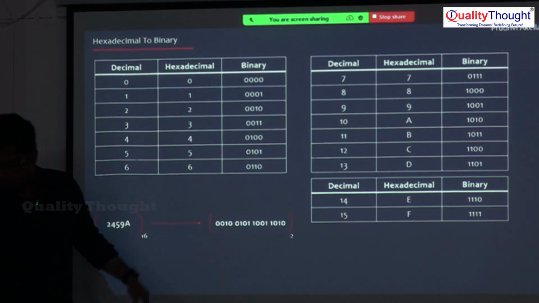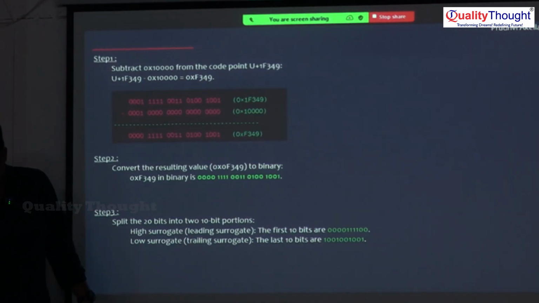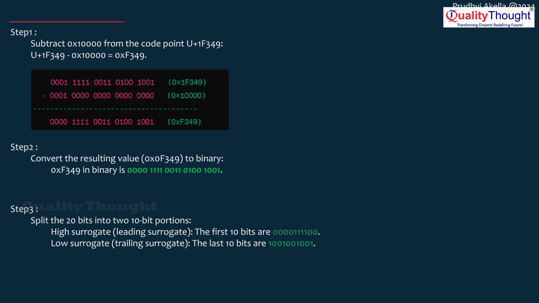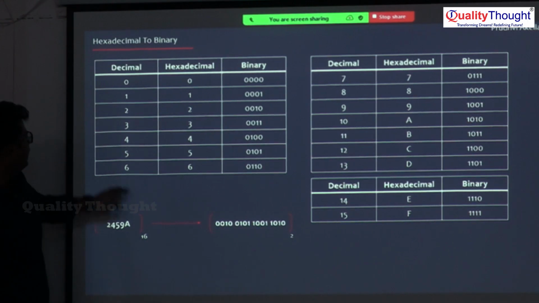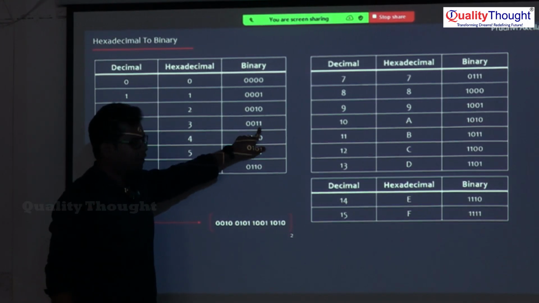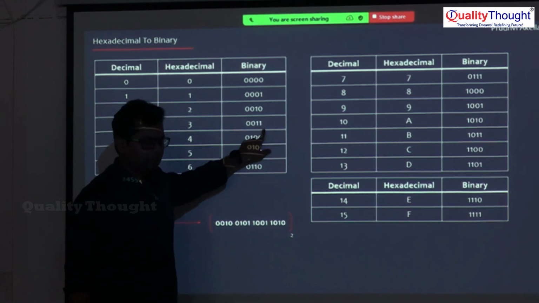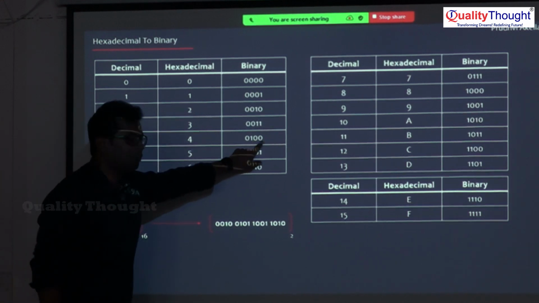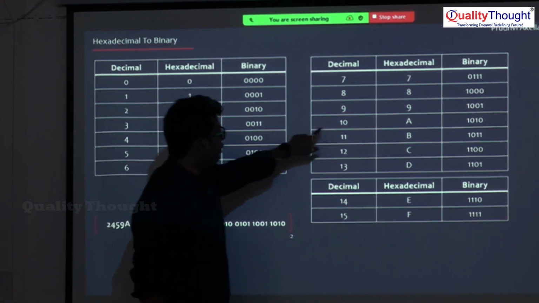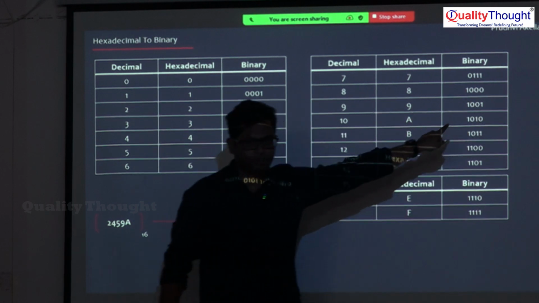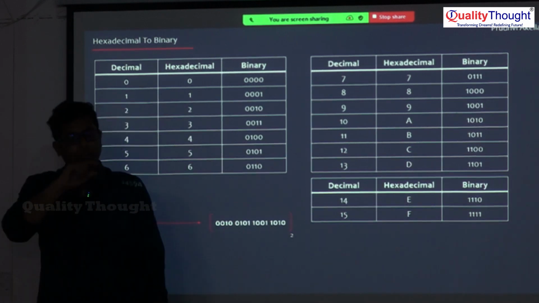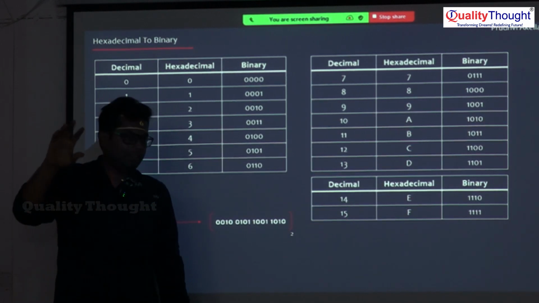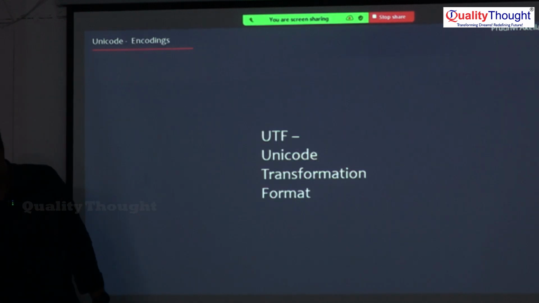Then what do we have? Then you have 349, correct? 3 is what? 0011, and 49, correct? 4 is 0100, 9 is 1001. So you just need to represent that in binary, as simple as it is.